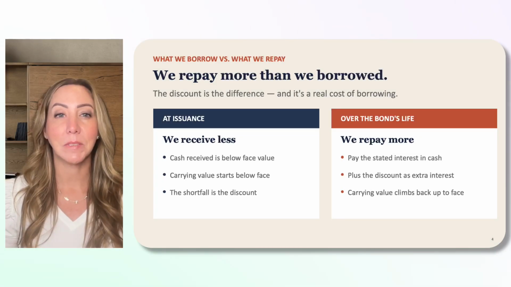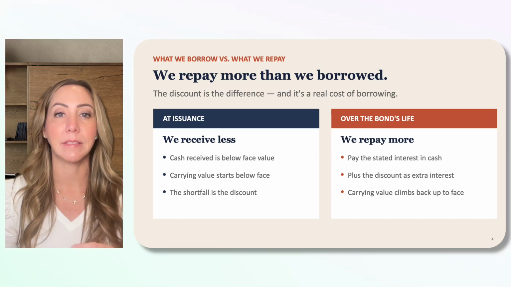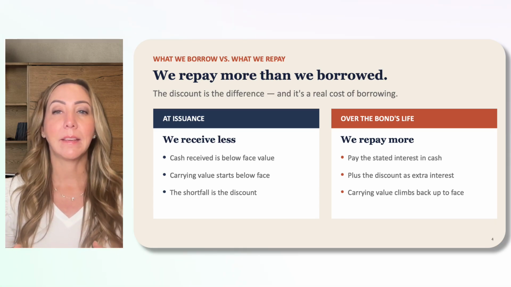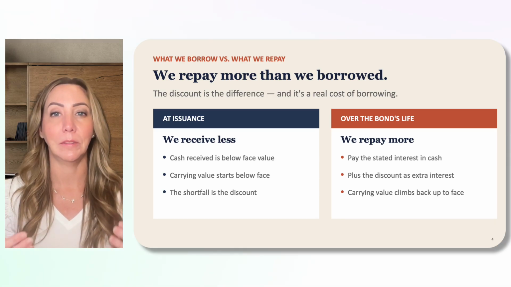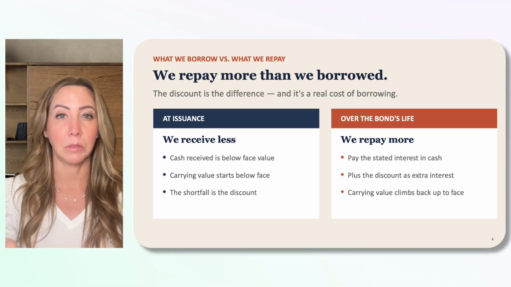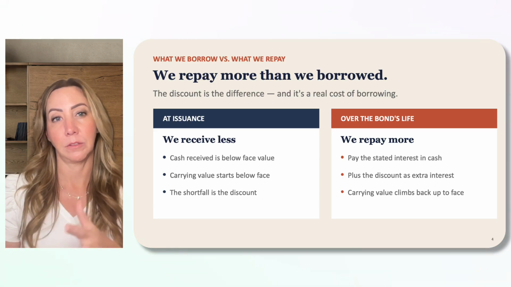Let's put the two concepts side by side. At issuance, we receive the discounted price, less than face. That's what actually hits our bank account, and it's the amount our liability starts out at. The carrying value of the bond begins below face, and that shortfall is the discount. We'll stick the discount in a contra liability account as a placeholder for that extra interest.